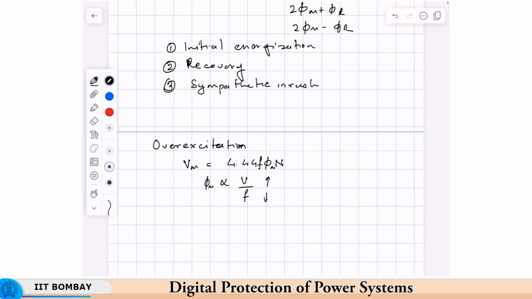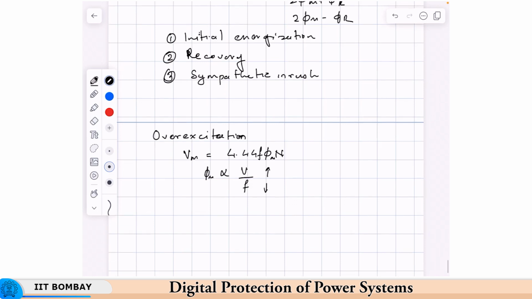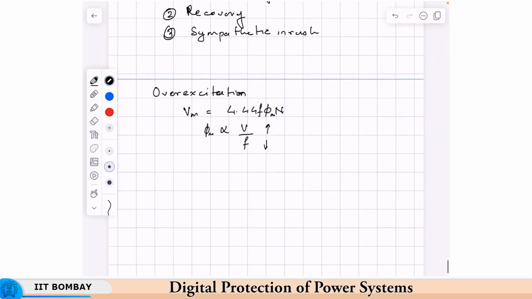So to avoid this, there are what are known as volts per hertz relays, and these relays are provided for protection against overexcitation. If the V by F exceeds a certain threshold, this relay will issue a trip command.